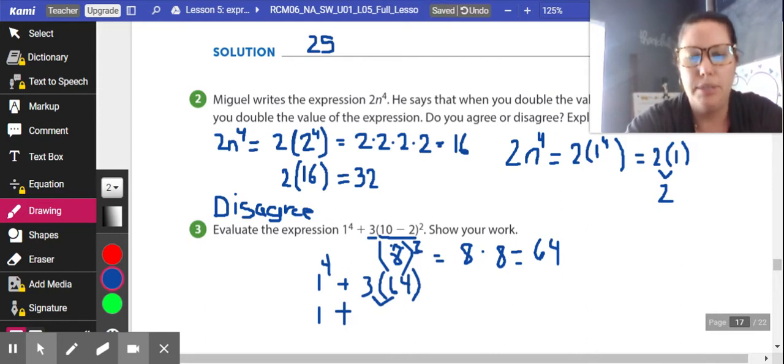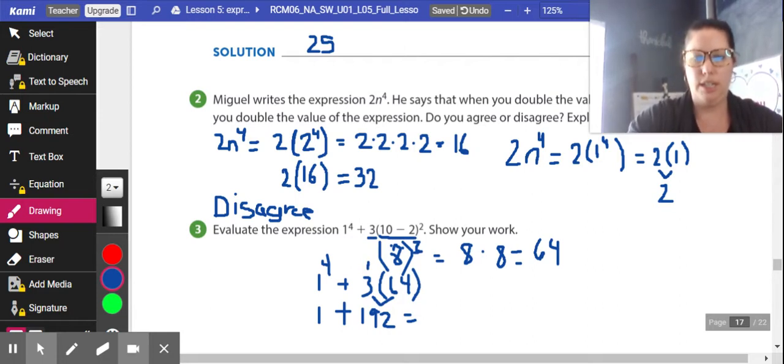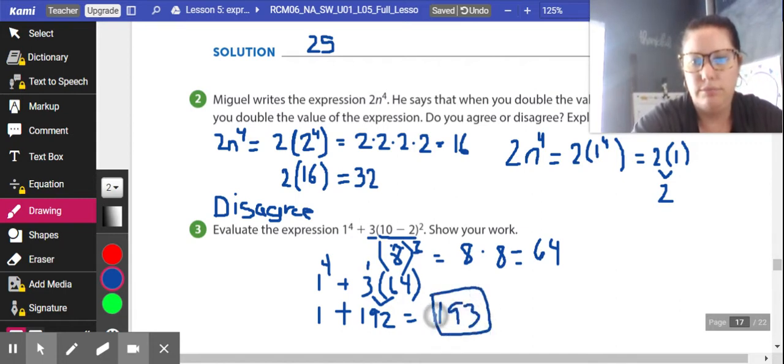What is 3 times 64? Did you get 192? That's what I got. Are we correct? 192? Because 3 times 4 is 12, carry the 1. 3 times 6 is 18, plus 1 is 19. So 192. Let's go ahead and add that: 1 plus 192. 193 is the answer.